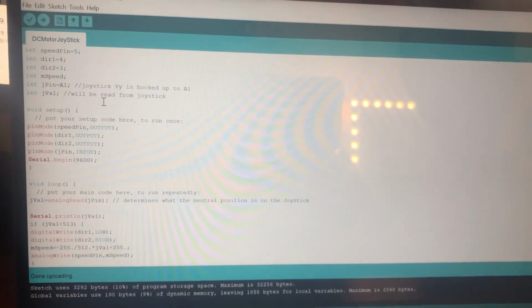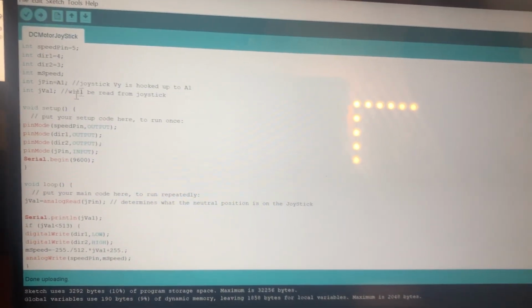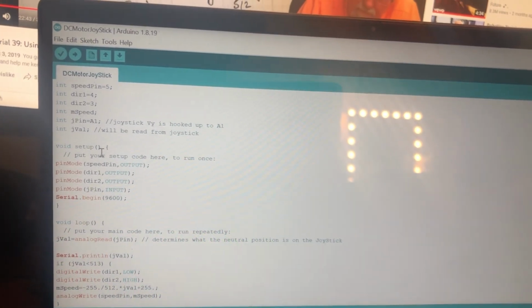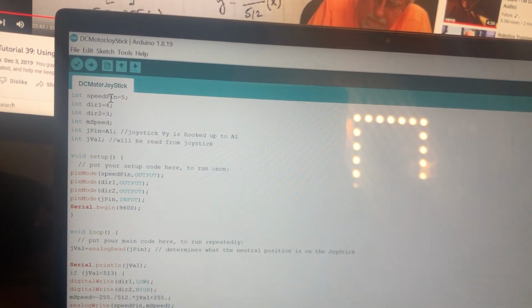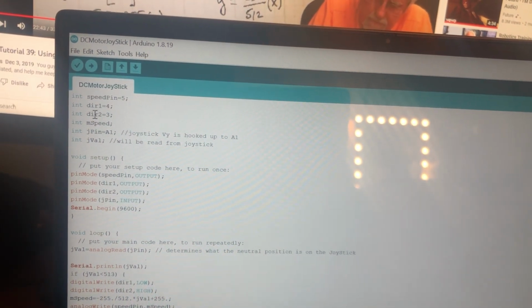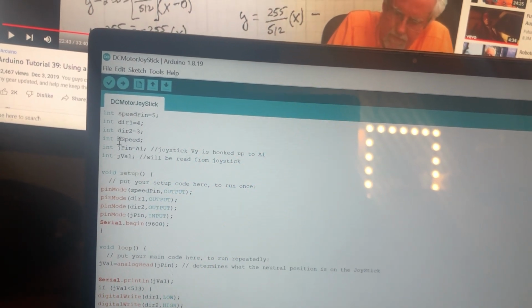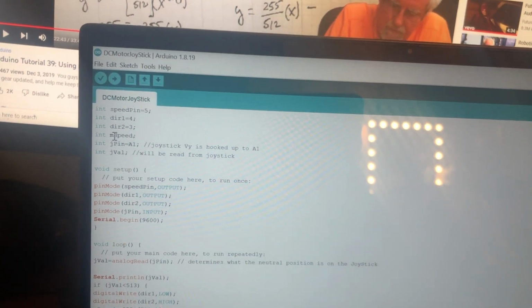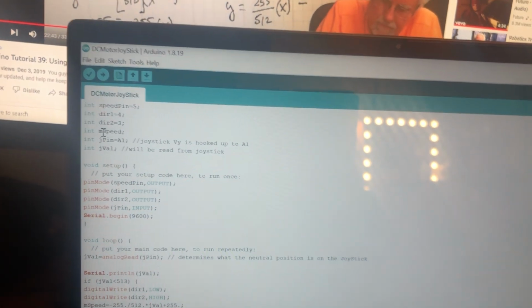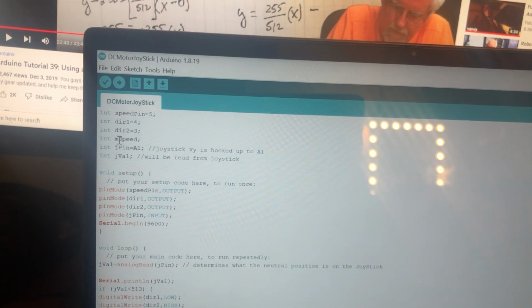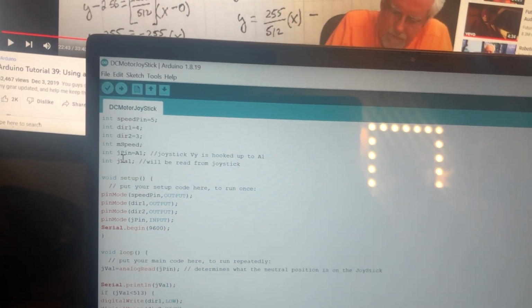So this here is my DC motor control by joystick code. Starting here, the majority of it is the same code from the motor code, with a couple of changes. Our speed pin, direction 1 and direction 2 are still connected to the same outputs. One change is that the speed of the motor has been changed from a specific speed to essentially not having a speed, because that speed is going to be determined by the joystick.